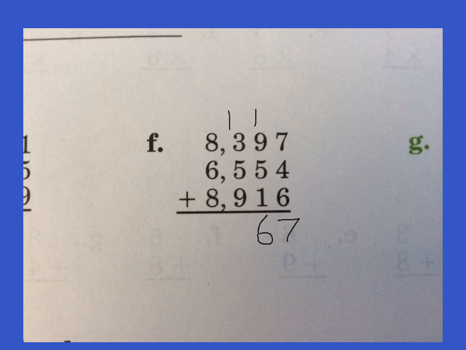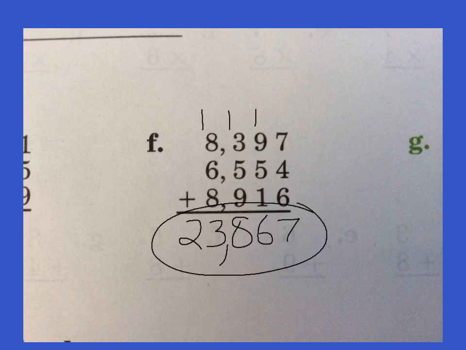1 plus 3 is 4. Plus 5 more would be 9. Plus 9 more would be 18. So we'll put an 8, carry the 1. 1 plus 8 is 9. Plus 6 would be 15. Plus 8 would be 23. And so we count 3 places over. We get 23,867.